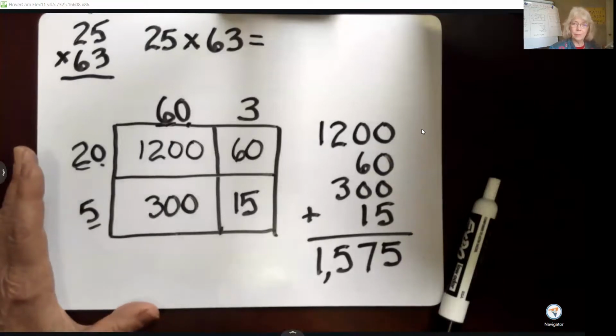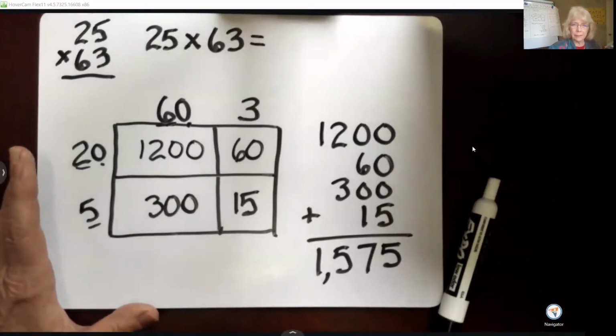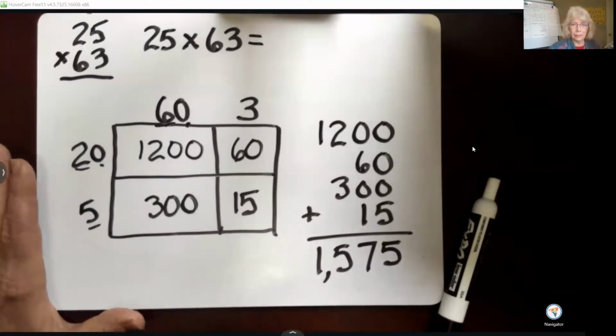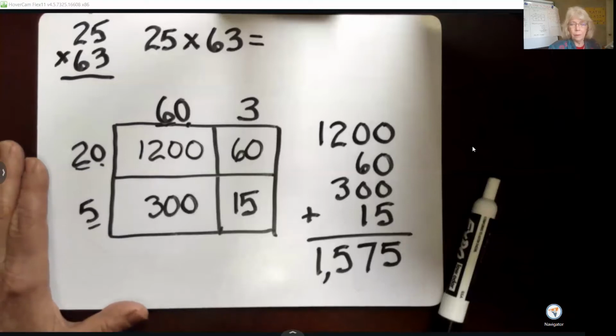I hope that helped. Try some more on your own. You can always ask your parents to use a calculator to check your answers, but practice, practice, practice helps on succeeding at multiplication of 2 digits and, well, any multiplication.